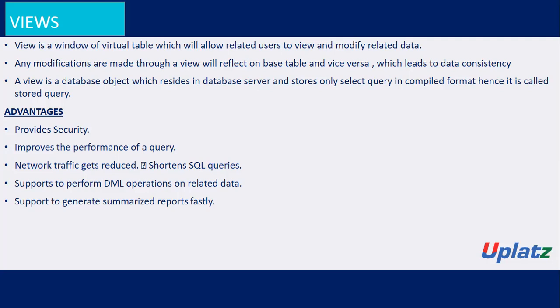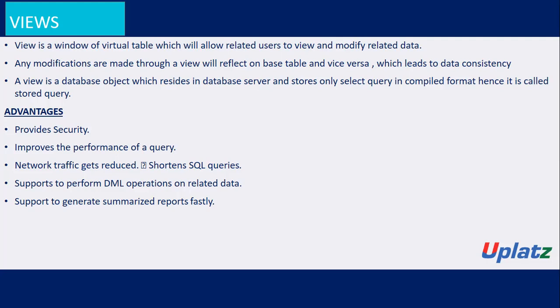But here, what does provides security mean? That is, we access a limited number of columns of the base table. From the table, we derive only a limited number of columns. That is fine. But here, the view can be used only by users who have the privileges to access the view. That is why a view provides security, and it improves the performance of a query.